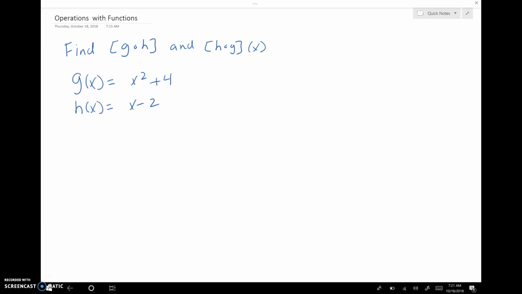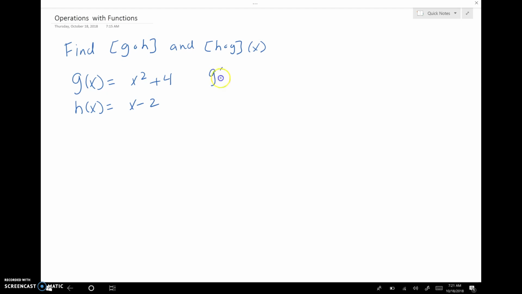What we're going to do here today is find the composition of these two functions. As you notice, we have g of x is equal to x squared plus 4, and we have h of x, which is x minus 2. So let's go ahead and find the first composition.